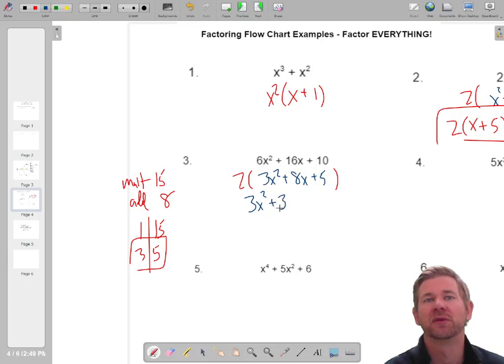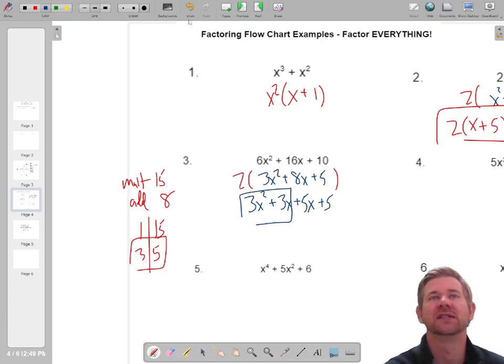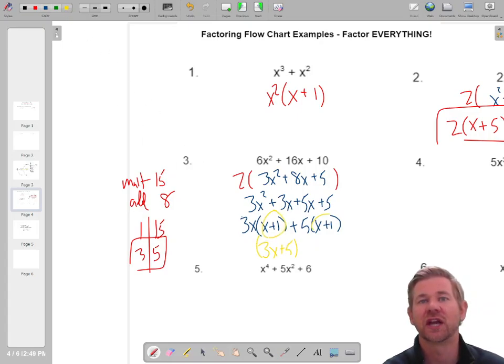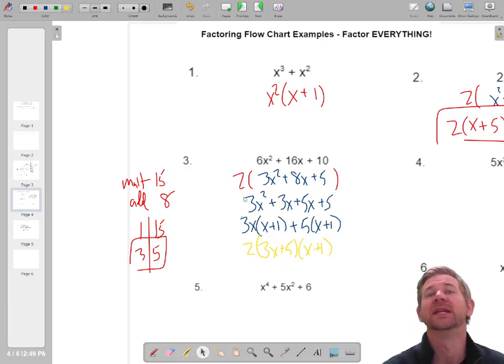Instead of 8, I'm going to put plus 3x and plus 5x, okay? And that's those two right there. Now I factor by grouping. So the GCF of the first two is 3x, and I'm left with x plus 1. Bring down the plus sign. The GCF of 5 and 5 is 5, and you're left with x plus 1. So the factored form is 3x plus 5. They share x plus 1. That's the whole idea. And then don't forget that 2 that's been hanging out there. Okay. So we did GCF and split the middle in that problem.